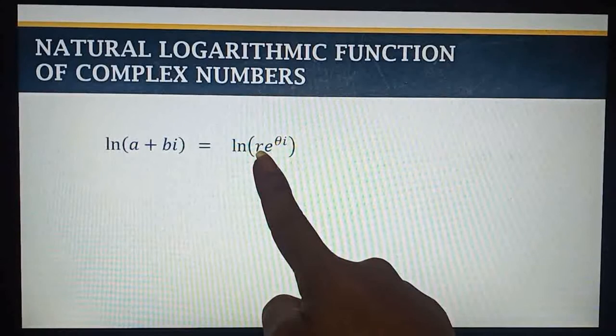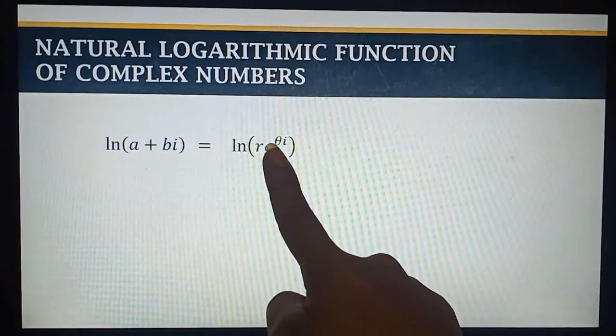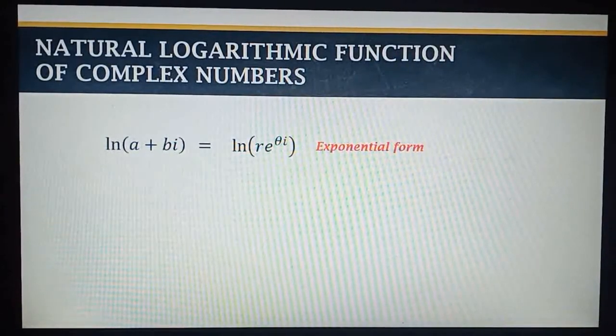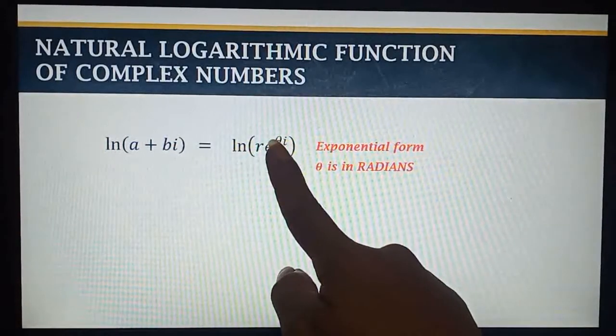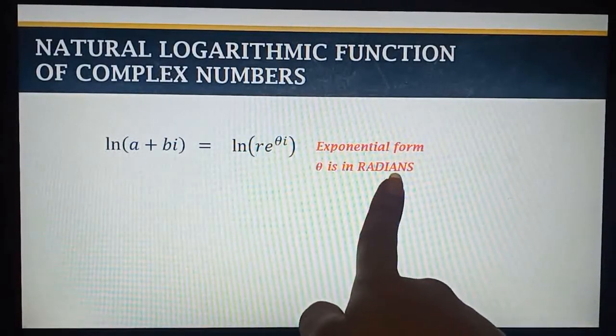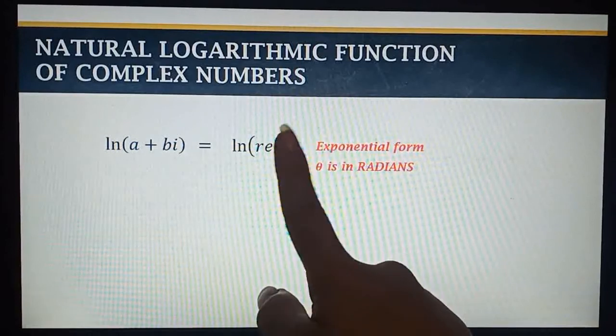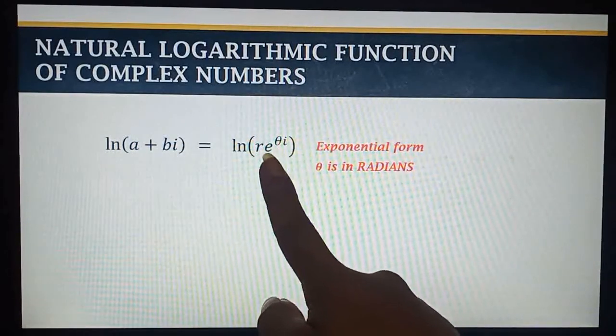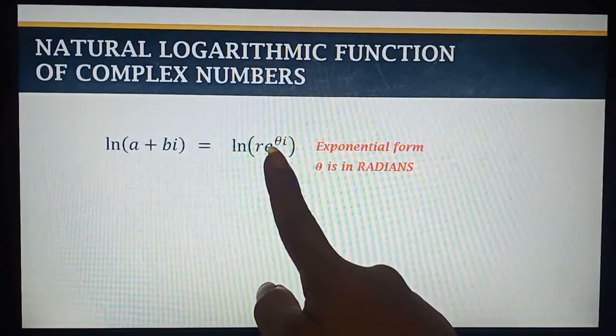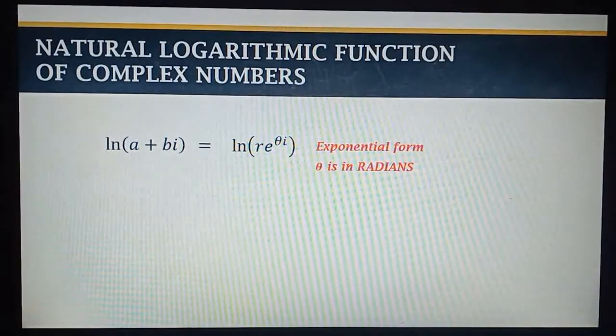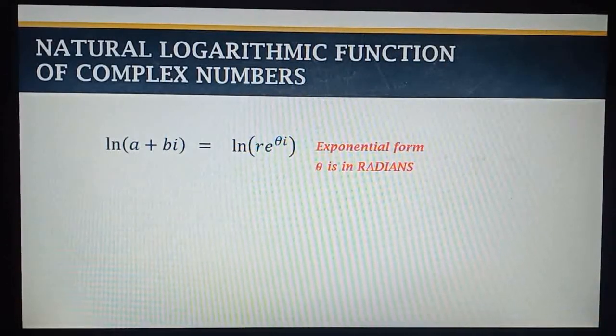Now, the exponential form is r e raised to theta i. But take note that your theta must be in radians. So when we are in polar form, we use degrees. But when we are in exponential form, our theta must be in radians.